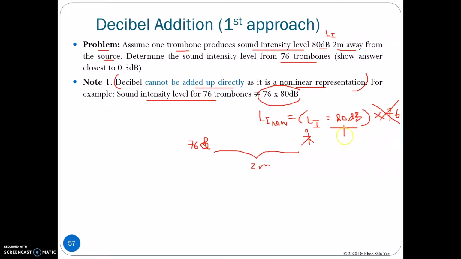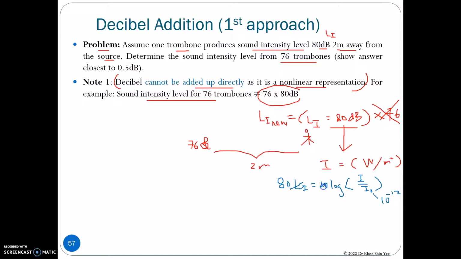In order to solve this problem, we need to convert the decibel unit into a linear scale. So how can we find the sound intensity, which has the linear scale in watt per meter square? Since we know that the sound intensity level is equal to 10 log of I divided by the reference intensity, where I0 is equal to 10 to the power of negative 12, and Li is equal to 80 dB, by rearranging the formula, we can obtain the sound intensity.